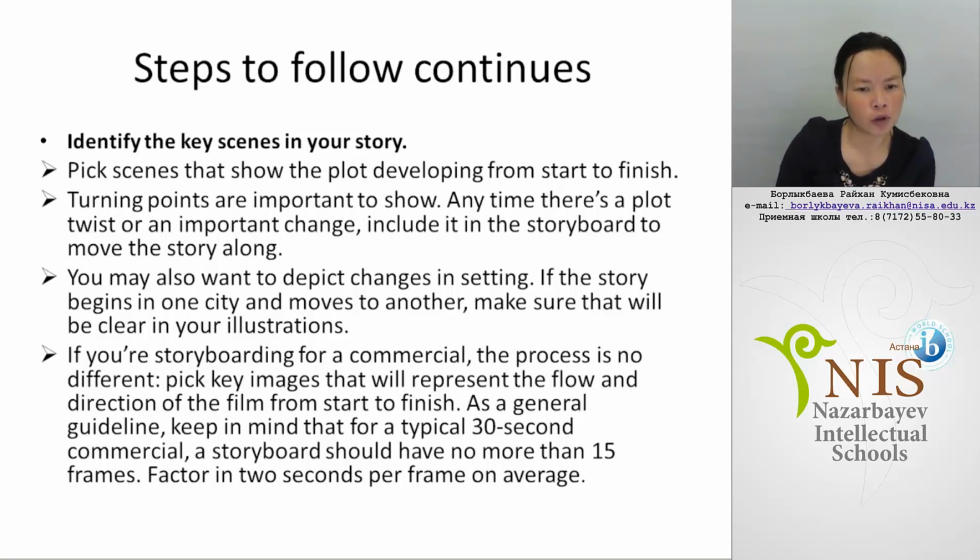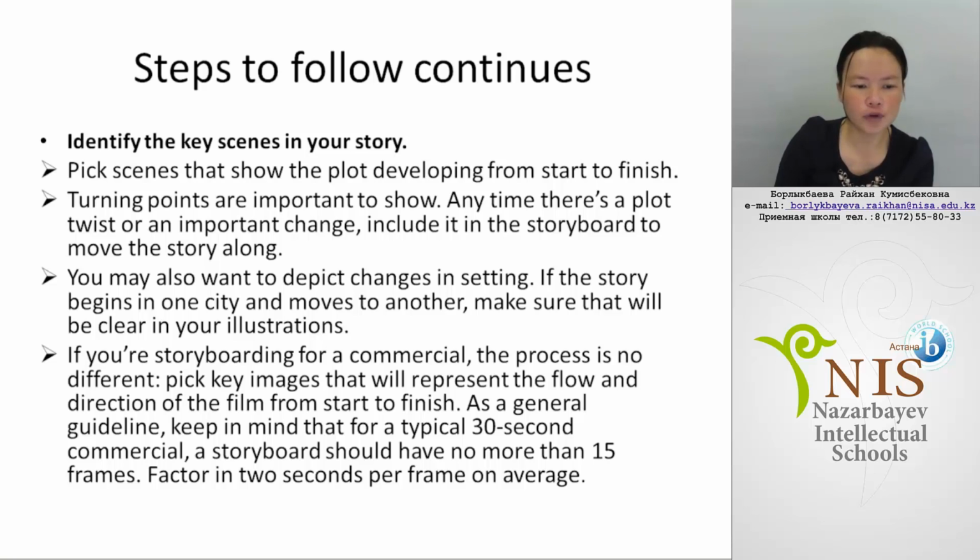You have to pick and show the plot before finishing the storyboard itself. So what points are important? Is there anything in the plot that should be twisted, or that is important to change? Or if your storyboard includes some kind of changes or movements inside of the story, you may also want to depict your changes in the setting. If the story begins in one setting and then it moves to another, make sure that you are clear about that inside of your illustrations. Again, you can use the lines beneath the box and write some clarifications there.